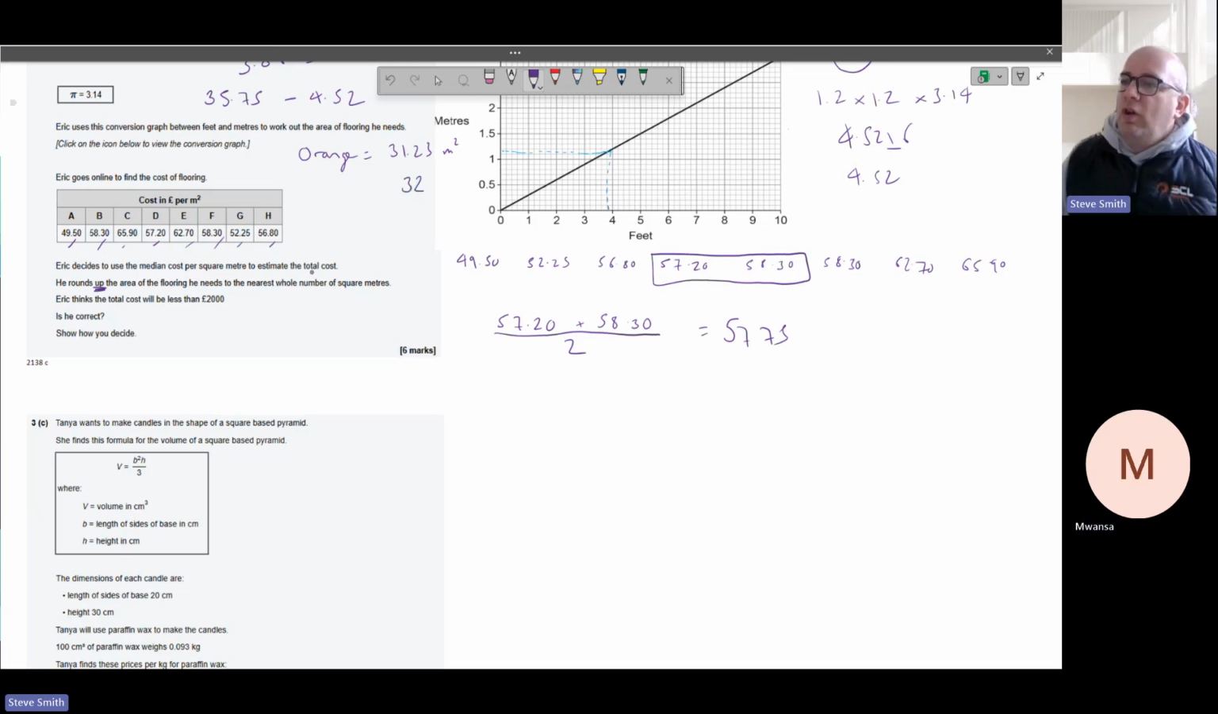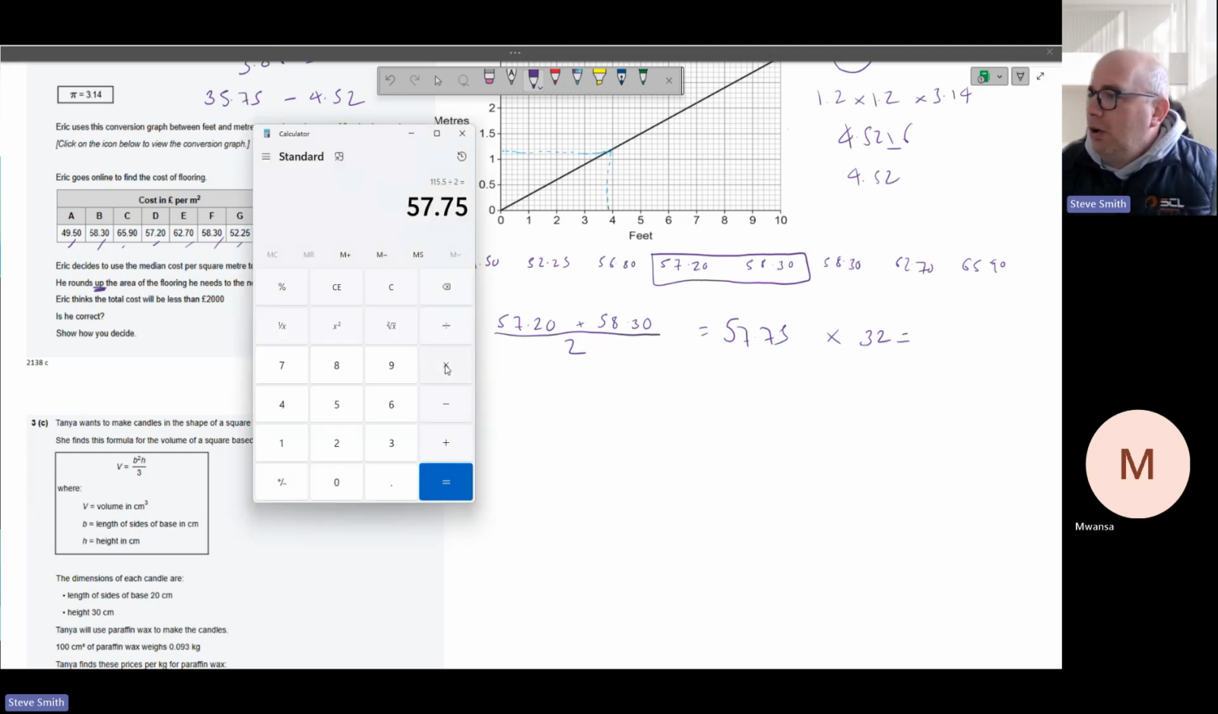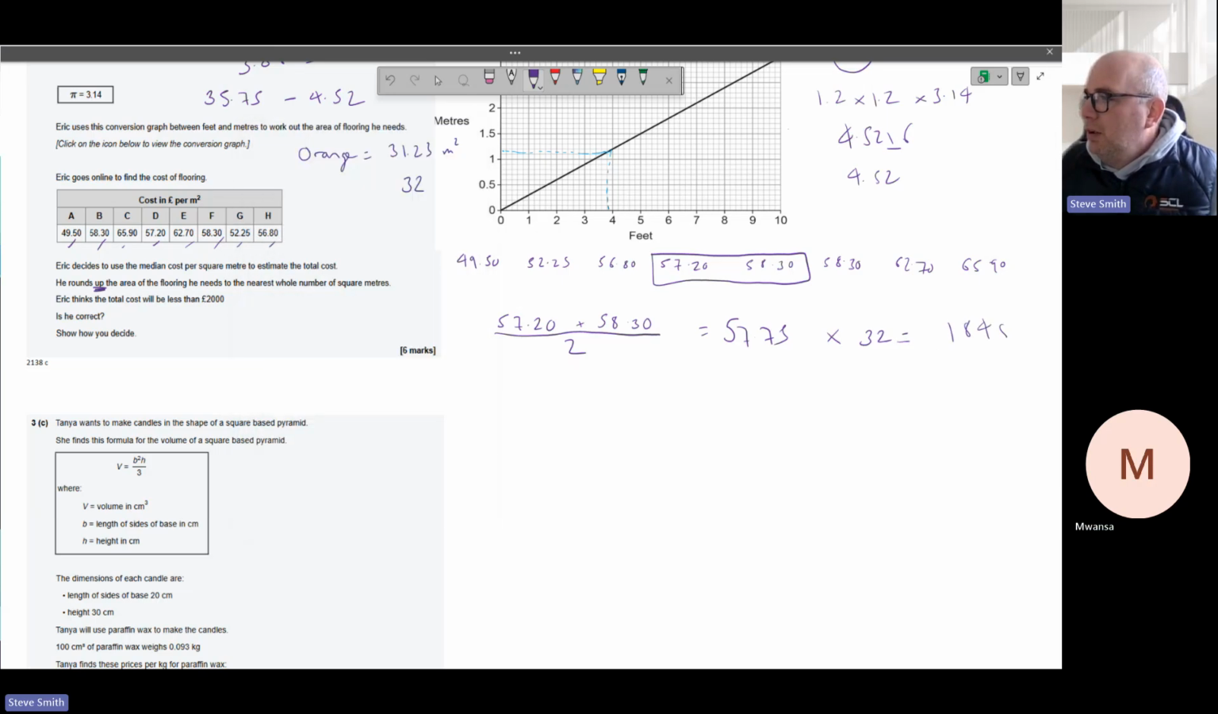And then he thinks the flooring is going to cost less than £2,000. So we're going to go the median price times 32, and this number needs to be less than 2,000 for it to be correct. So times 32 equals 1,848. That's our price. Is he correct for the 6th mark?